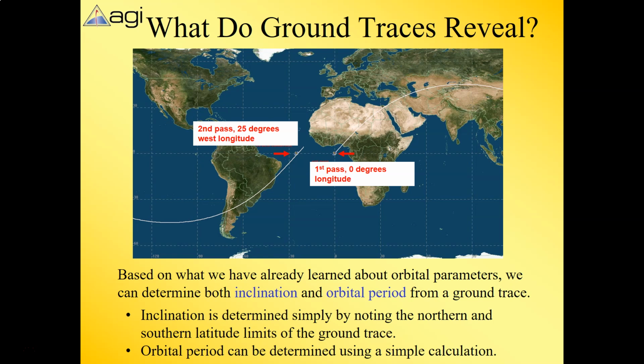But to prepare for this, I want you to note the longitudes of the first and second passes of the satellite in this ground trace. The most common reference point used for such a calculation is the point where the satellite crosses the equator, or 0 degrees latitude. In the example we're going to see, this occurs at 0 degrees longitude for the satellite's first pass and 25 degrees west longitude for the second equatorial crossing. Ready to use this information on the next slide?